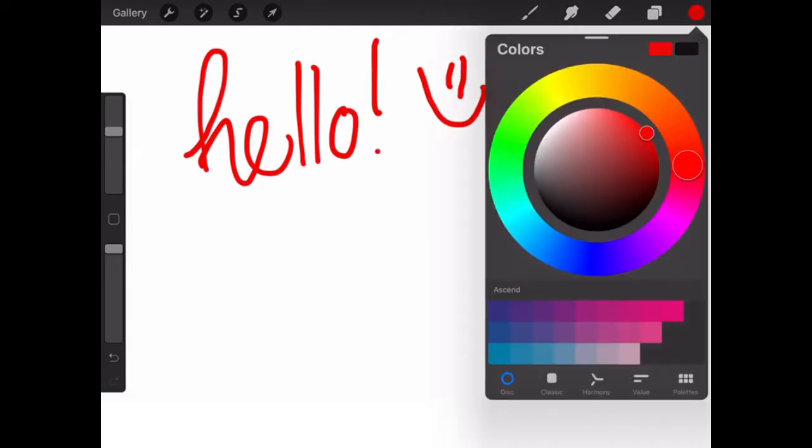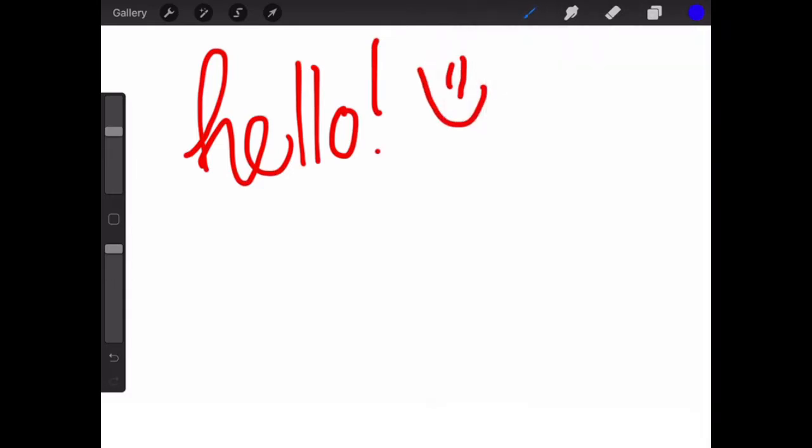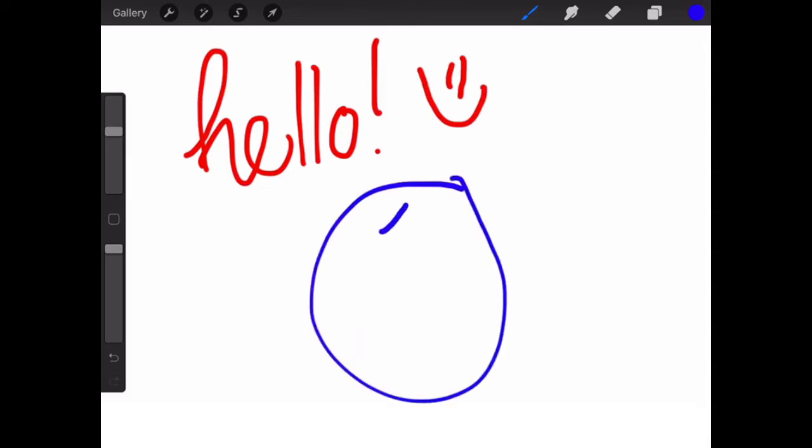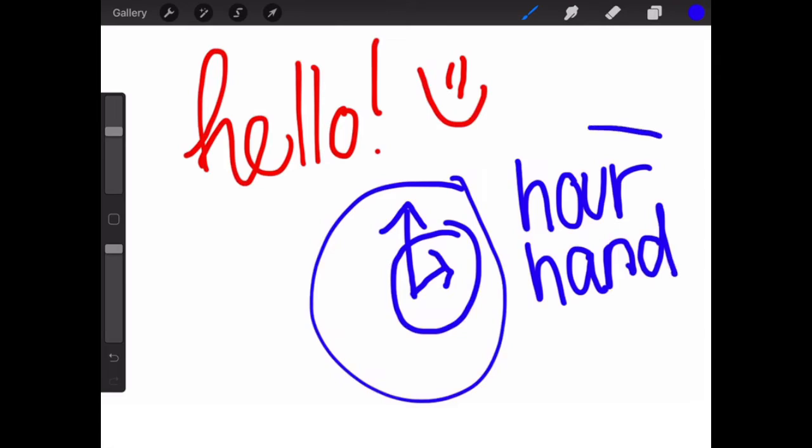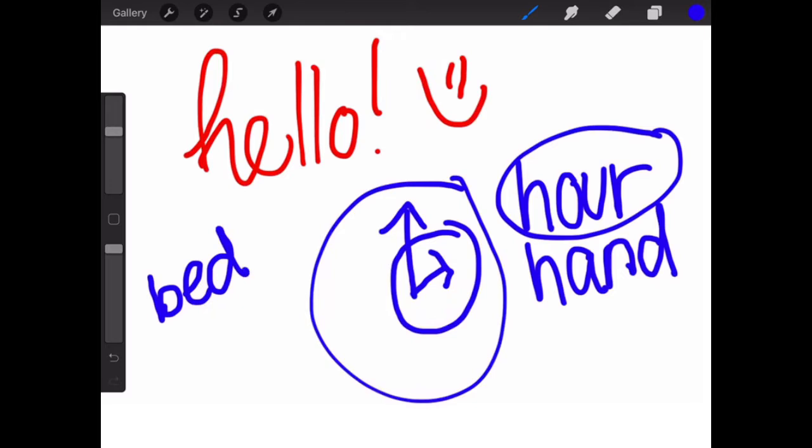Today we are going to be learning about something very important. We are going to be learning about the shorthand on the clock, the hour hand. We're going to learn how to tell time with hours, and we're going to learn that each hour has its own bedroom.